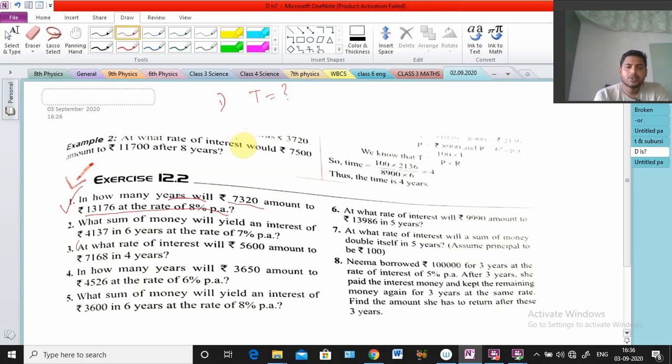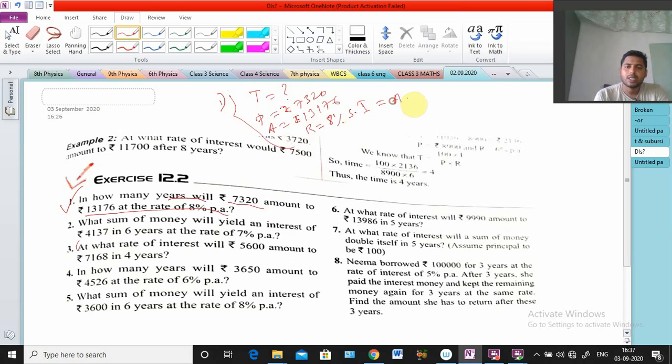Rupees 7320, that is the principal. Amount is also given. Amount, rupees 13,176. Okay, and rate percent is given. Rate percent, what, sir? 8%. We find out what, sir? T. Okay, question clear? So now see, we need what, sir? I. I means SI, we need SI.